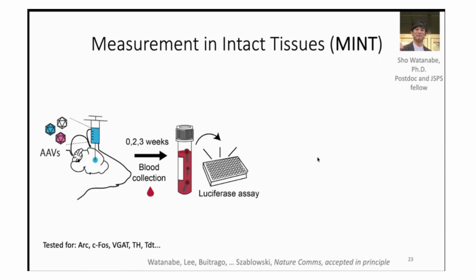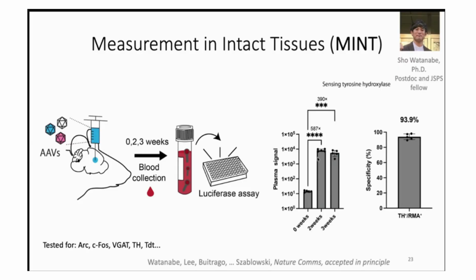So that led to the development of the measurement in intact tissues, or MINT, and we find that we can measure the transcripts in the brain, no longer with tens of thousands of fold signal, but we still get hundreds to maybe 1,000-fold signal. We have decent selectivity, and this is frankly enough. 10,000 or 100,000-fold signal is great, but honestly, for detection, you just need twofold, and anything above it is just a cherry on top.